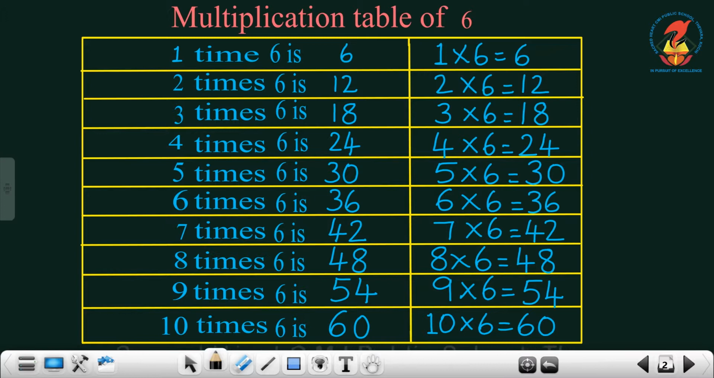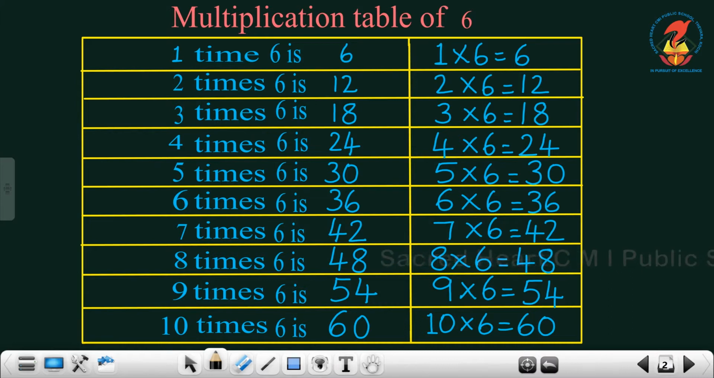1 times 6 is 6. 2 times 6 is 12. 3 times 6 is 18. 4 times 6 is 24. 5 times 6 is 30. 6 times 6 is 36.